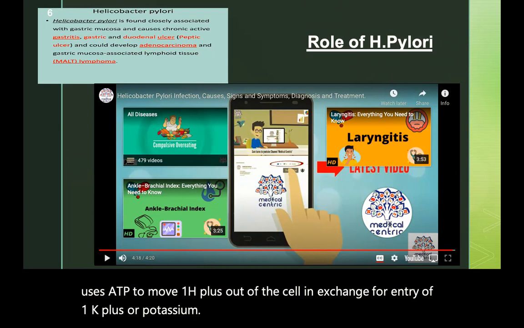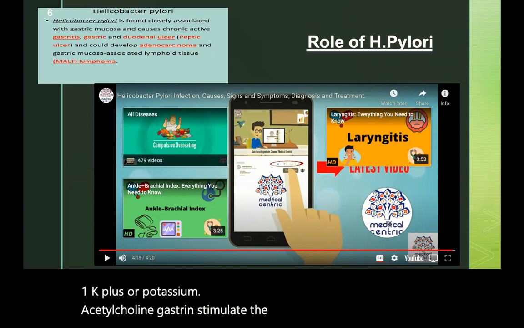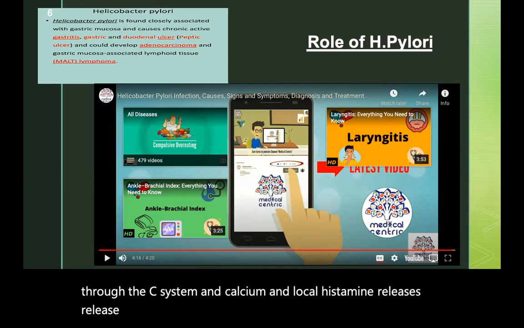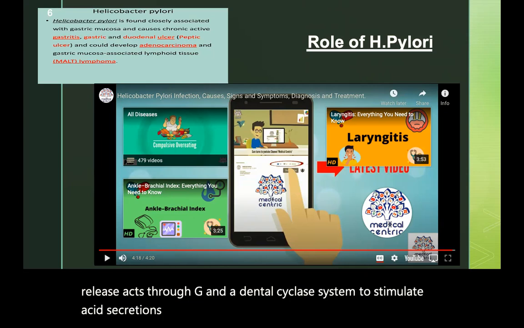Acetylcholine and gastrin stimulate the proton pump activity working through the Gq system and calcium, and local histamine release acts through Gs and the adenyl cyclase system to stimulate acid secretion. These 3 agents work synergistically to promote acid secretion while a meal is in the stomach.